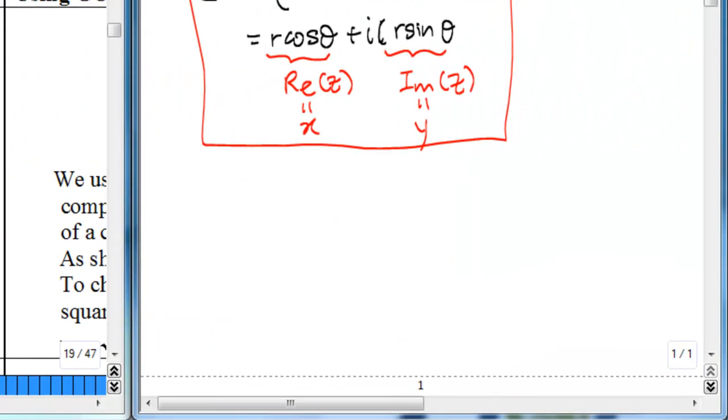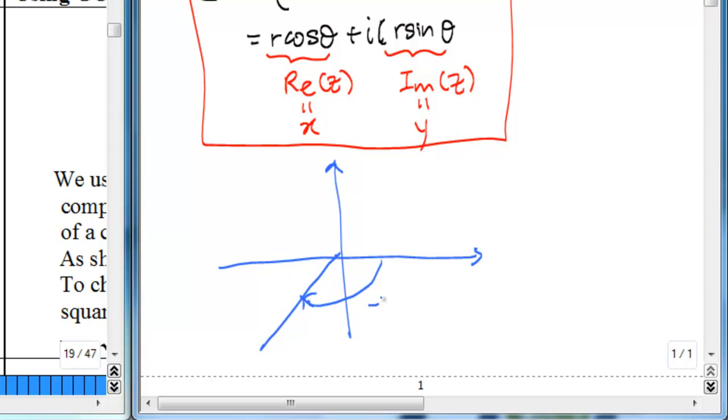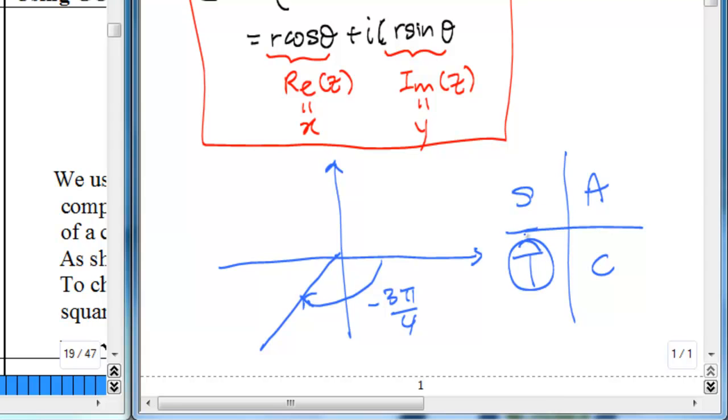Now, to simplify this, we consider the diagram with the angle negative 3 pi over 4 marked out. So we know negative 3 pi over 4 will be an angle in the third quadrant. Remembering our CAST, we know that in the third quadrant, cosine will be negative. Only tangent is positive in the third quadrant.